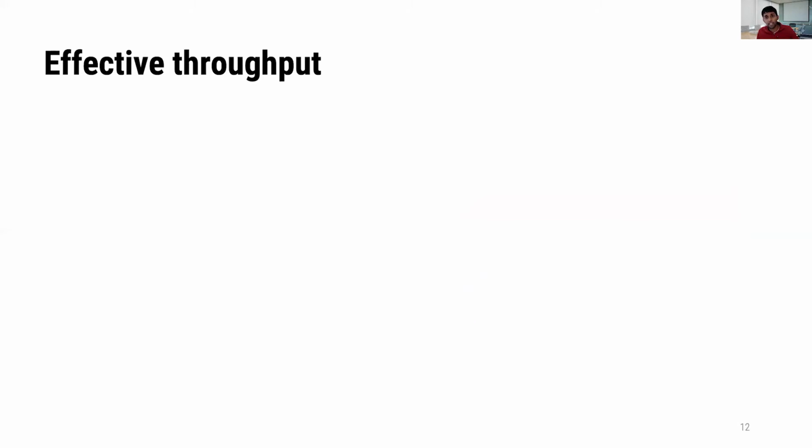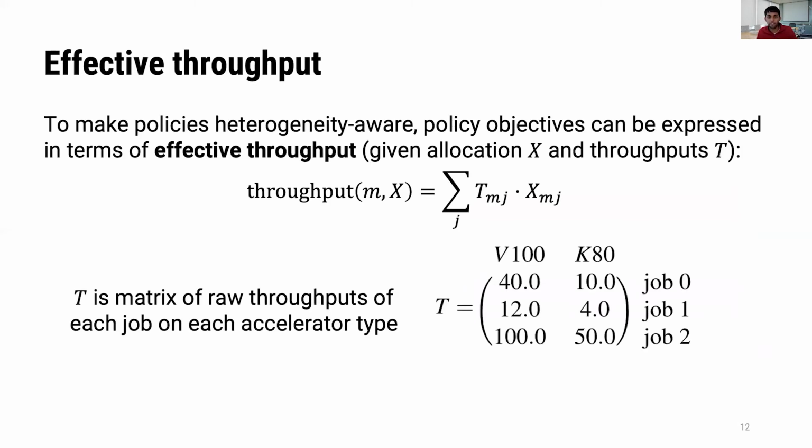Gavel's other main insight is an abstraction that we call effective throughput. Effective throughput is the time average of individual throughputs jobs observed on each of the resource types and can be computed by a dot product of the raw throughputs, which we represent by T, and the allocation. So T is a matrix of raw throughputs of each job on each resource type. Effective throughput helps us capture the effect of moving a job from a faster to a slower resource type by explicitly considering this matrix of throughputs.